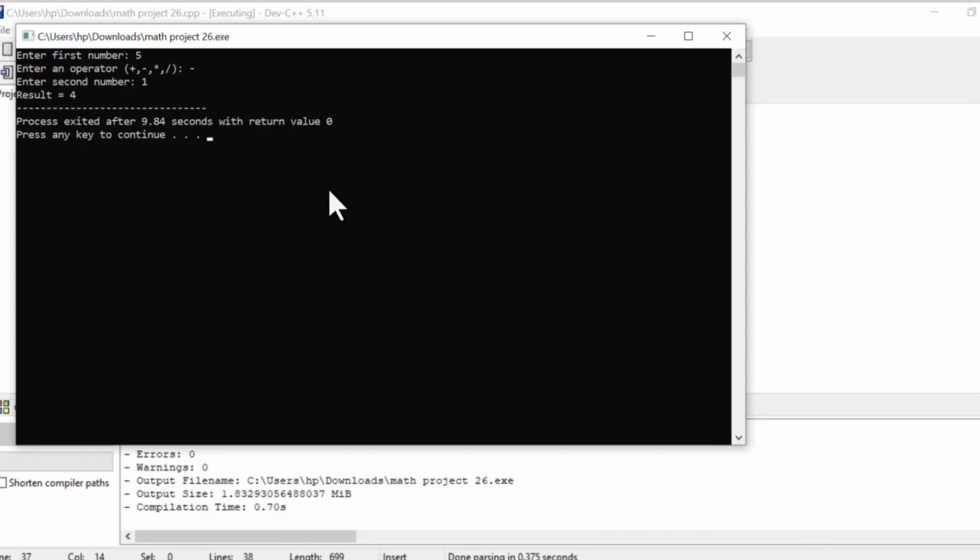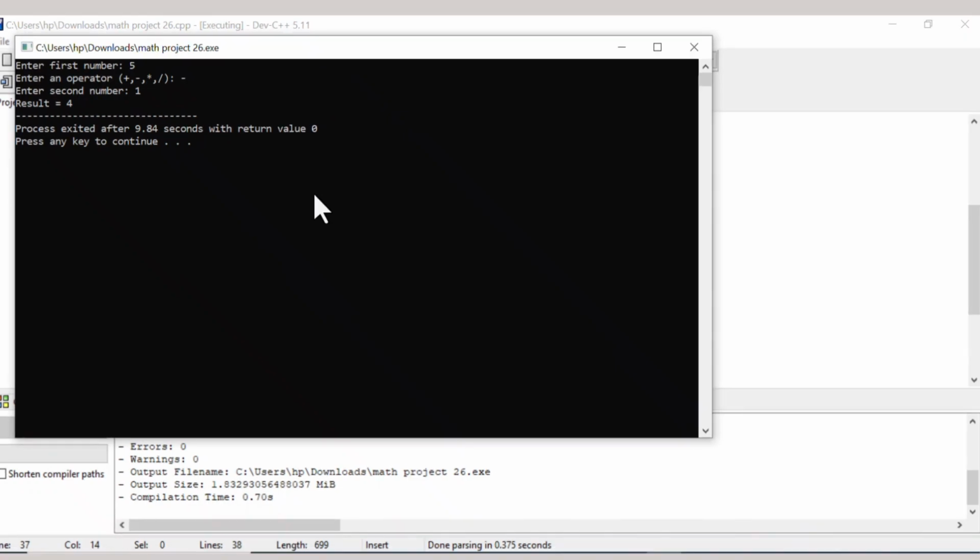Then it asks for the second number. We enter 1. The program processes this input and shows a result. It displays result equals 4. So our calculator is working correctly and giving the right result.